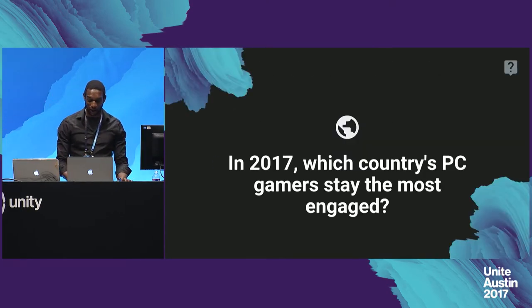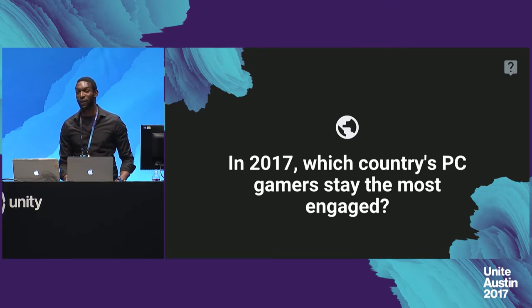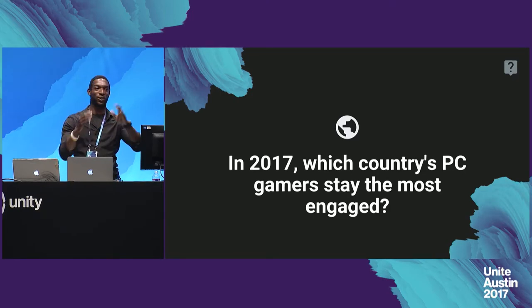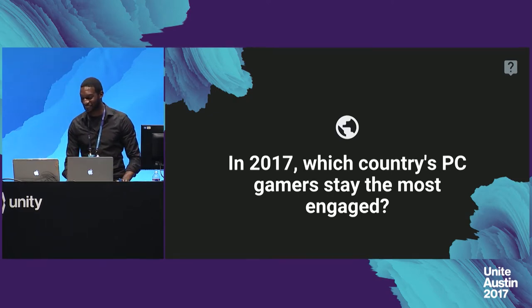Okay, so what country's PC gamers are the most engaged? Wow, didn't even finish reading half the question. Let's go, gentlemen. South Korea. Okay, this might be one of those where we do the closest one. What is your guess, buddy? India. Was that India? Yes. Oh, okay, cool. That's a very specific country.